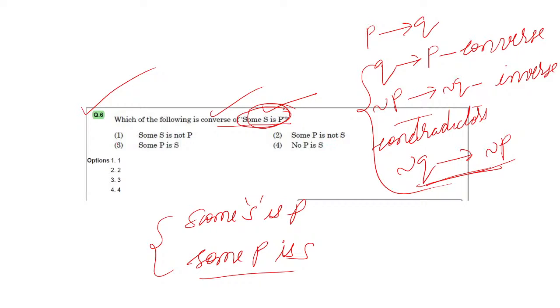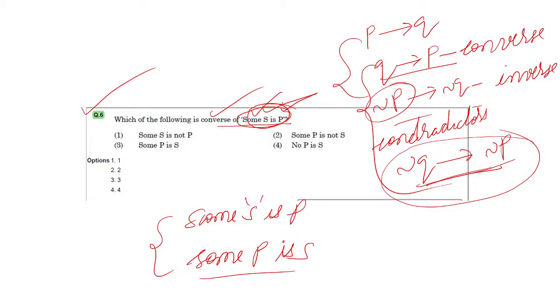Next, what is contradictory? Again, negation Q. Not some P is not S. Converse means just reverse. Inverse means negation. We have to do the negation of P implies negation of Q. That means some S is not P. Contradictory means some P is not S. This is contradictory.